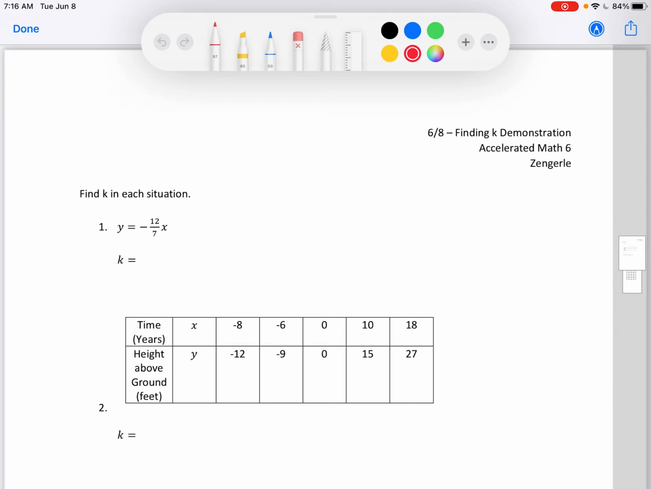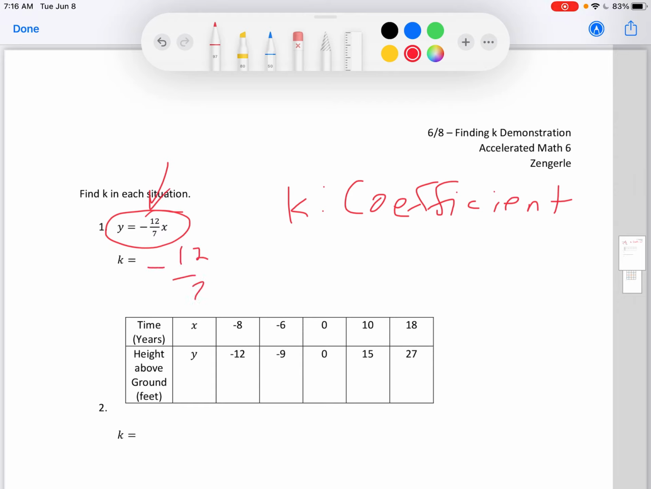Okay, ready? First, here is an equation. This is the simplest one because k is the coefficient. And remember, the coefficient is just the number that multiplies the x. So that's k. K is negative 12 sevenths. All finished. Any questions about that one? Good. Let's move on.